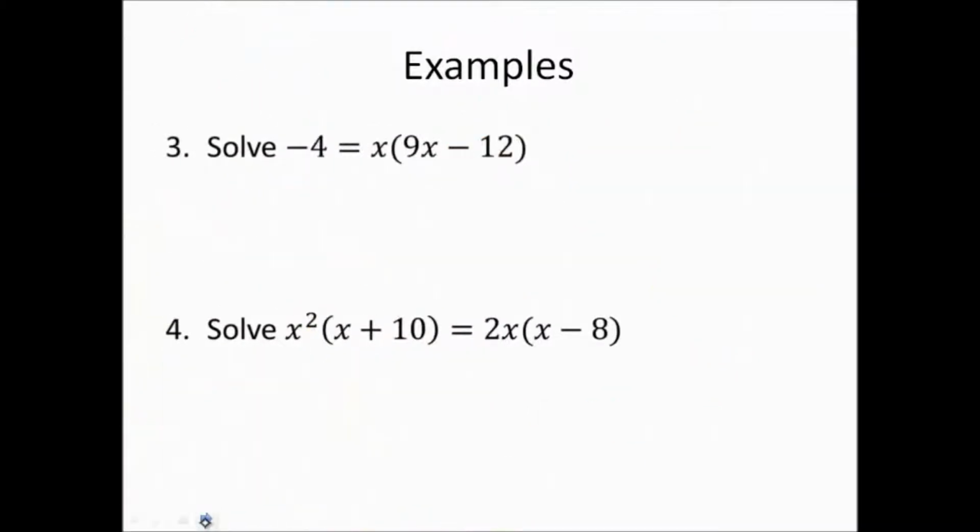Let's continue. These ones are a little more complex because we need to first simplify them to be equal to 0, and then factor, and then use the 0 property. So let's distribute here. We're going to have negative 4 equals 9x squared minus 12x. We want everything on one side, so I'm just going to add the 4 to both sides, so that we have 0 equals 9x squared minus 12x plus 4.